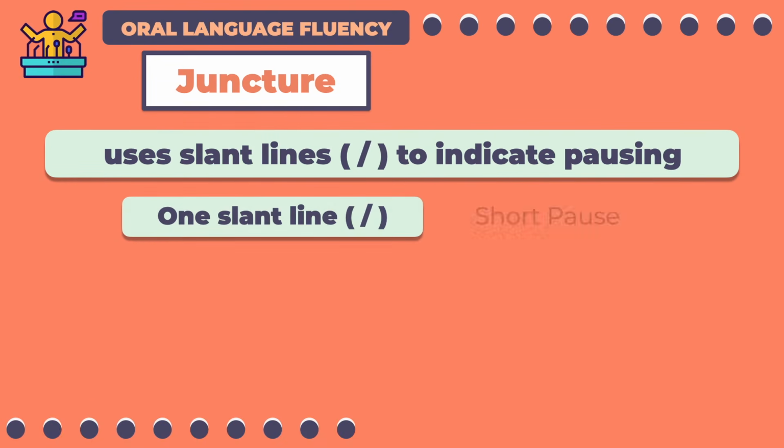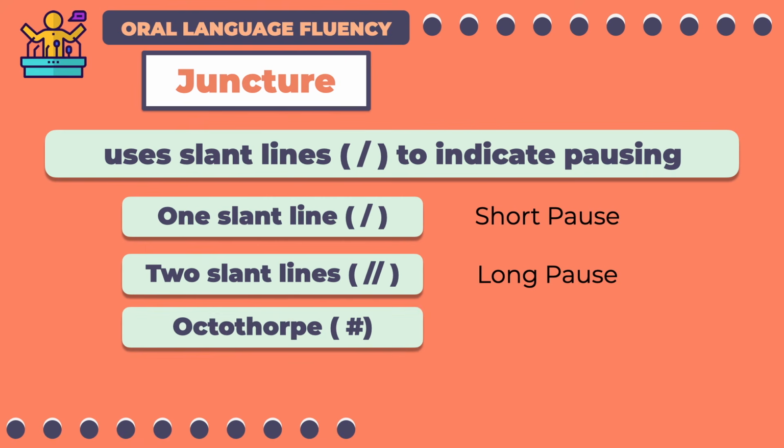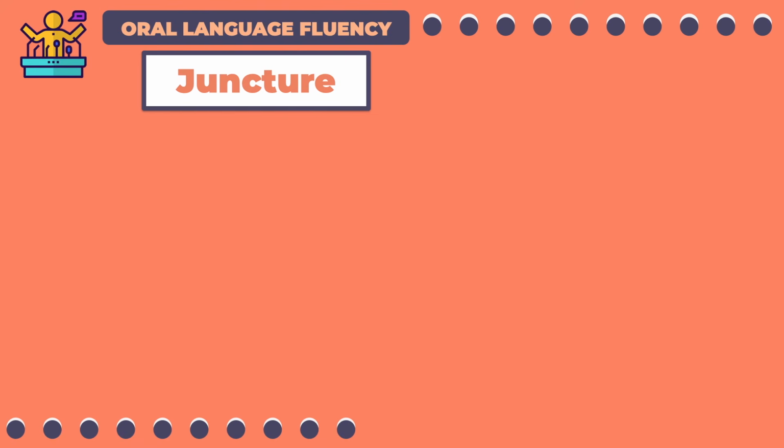One slant line is for a short pause. Two slant lines are used to indicate long pause. Then the octothorpe or the hashtag is used to indicate stop or period. The grouping of words into thought groups depends mainly on what the speaker wishes to convey. Very often, we are misunderstood because we don't pause at the right word. Phrasing can completely change the meaning of the sentence.